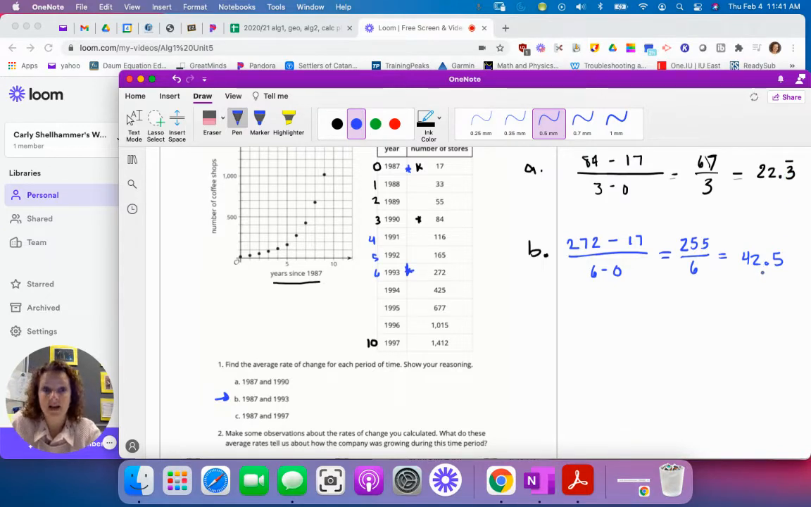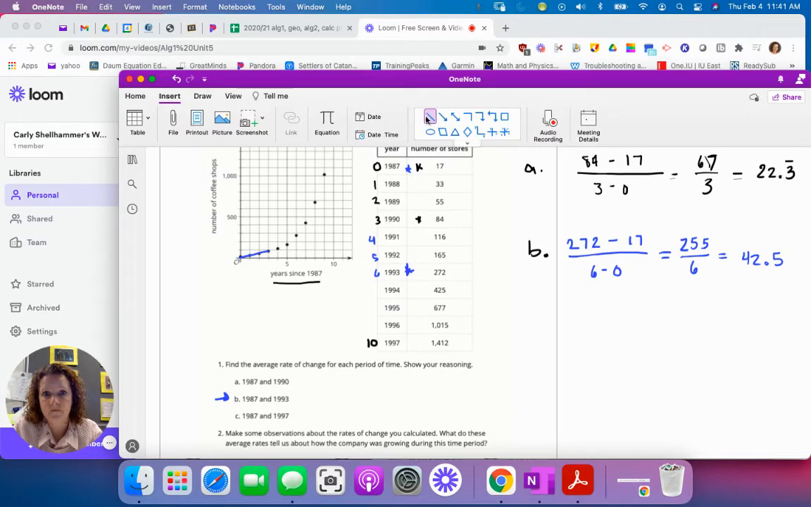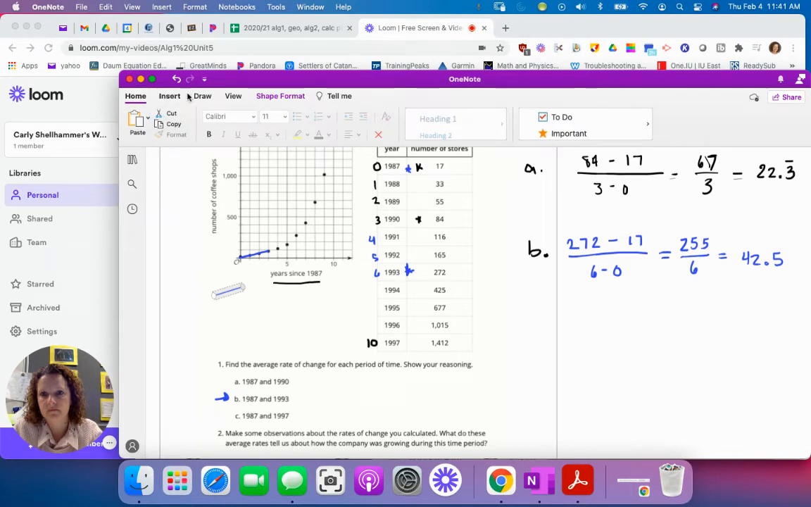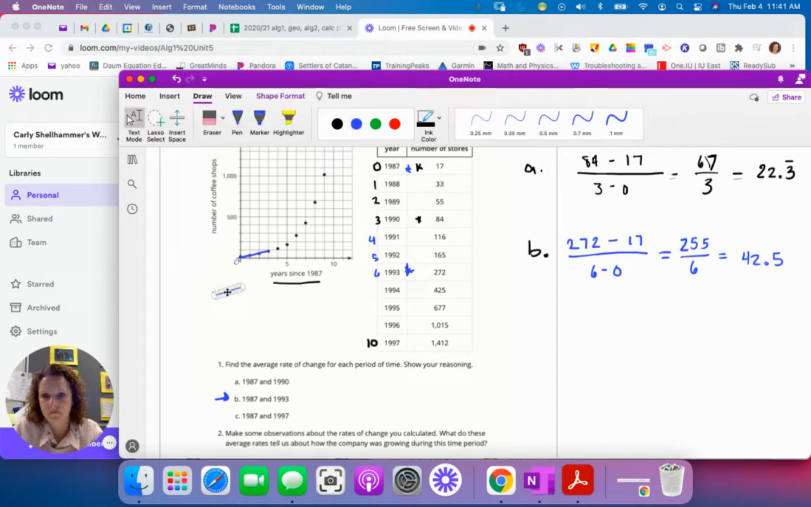Our average rate of change has gotten bigger. And that makes sense because if I connect 0, 1, 2, 3, I can't draw lines very well in this, but the slope of that line is sort of small, okay? And then the slope of the next line, I think I can do this. From 0 to 93, which is year 6, the slope has gotten bigger, right? That's an increase of slope. Our average rate of change is increasing.